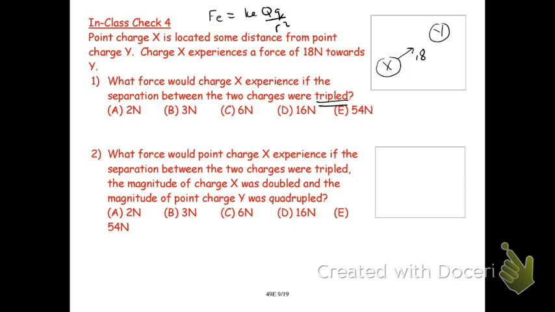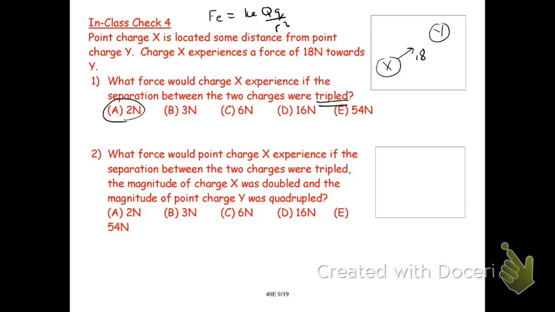If I double my separation, what happens to my force? It's a quarter because it's an inverse square, isn't it? If I triple my separation, it's 1/9, isn't it? So it's going to be 18 over 9, which is 2 newtons. Yeah? I did that intuitively, didn't I, in my head?